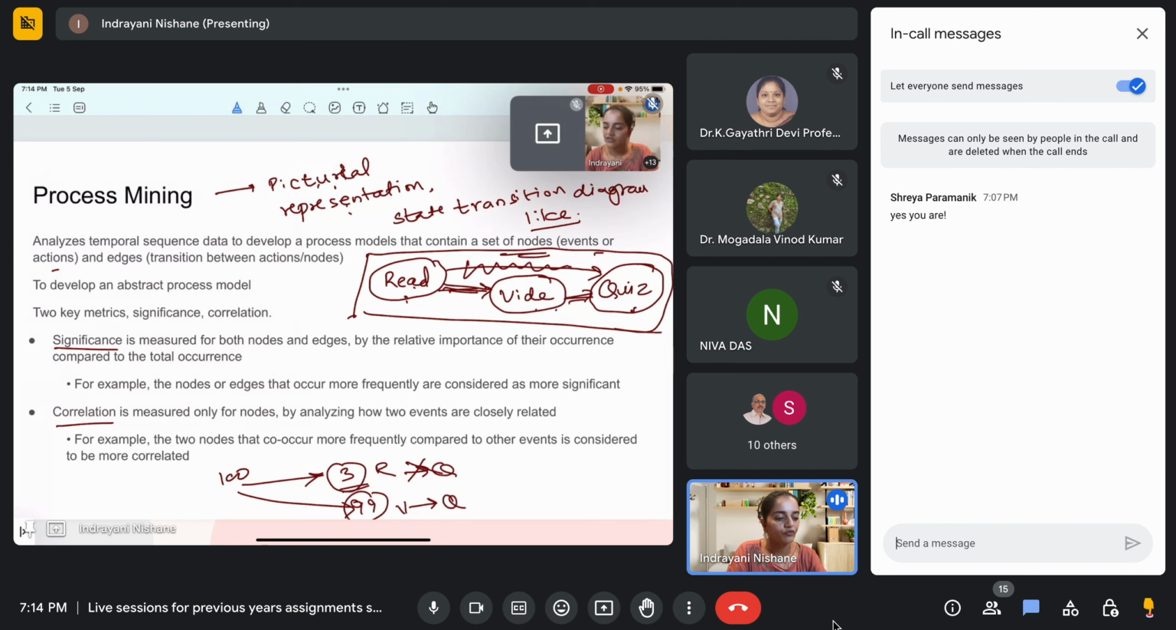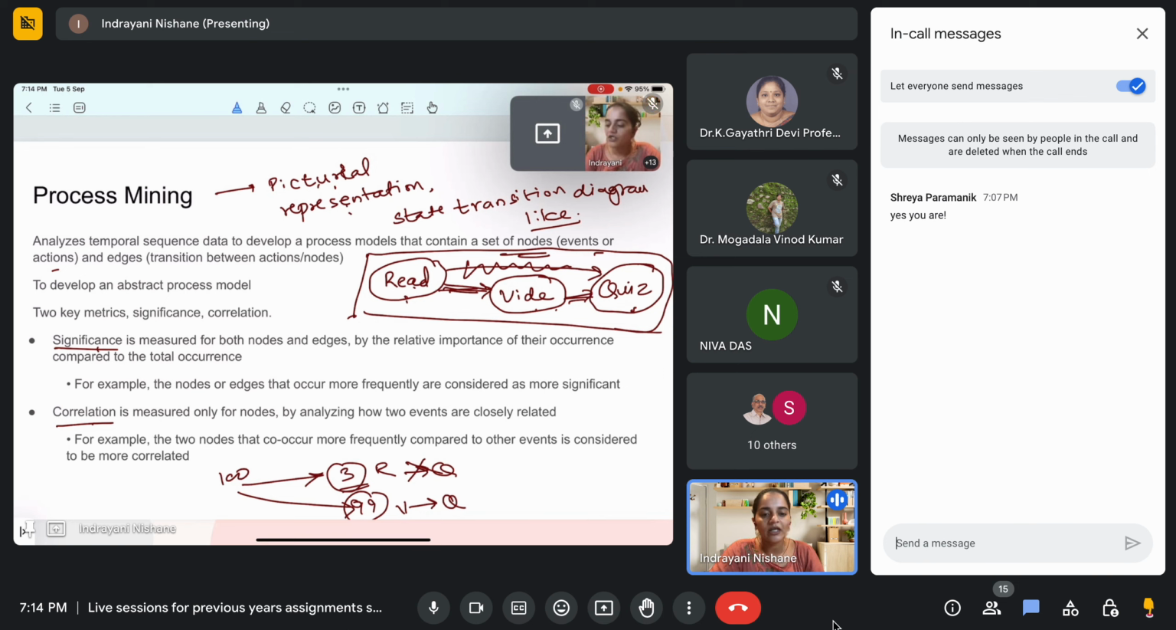Yeah, so this is how we decide, based on significance and correlation, what nodes and what edges to keep in our process model and what not to include. So we assume that the actions which occur fewer times don't really matter, or don't really give us insight about learners' behavior patterns.